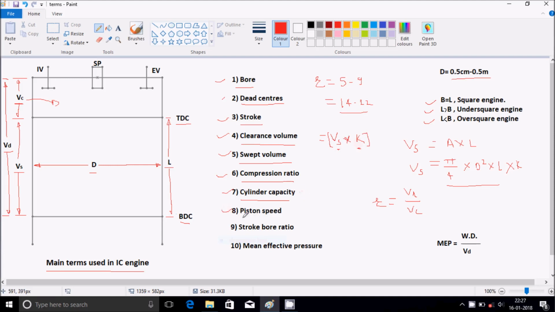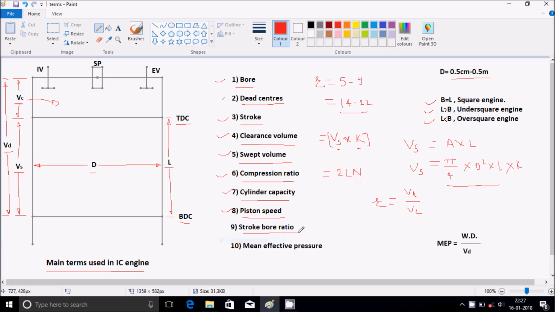Next is the piston speed. It is the average speed of the piston. It is the speed of the piston measured when it travels in 1 minute. It is called piston speed. It is given by the formula 2 multiplied with stroke length multiplied with the RPM of the engine.